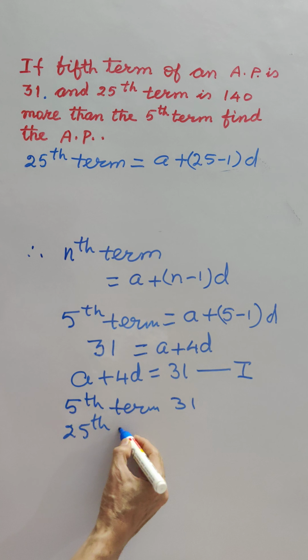If the fifth term of an AP is 31, so it is the case of AP as the solution. In AP we have first term, common difference, and nth term. So nth term is given 31. So first we need to let the first term be a. Often we let it a.